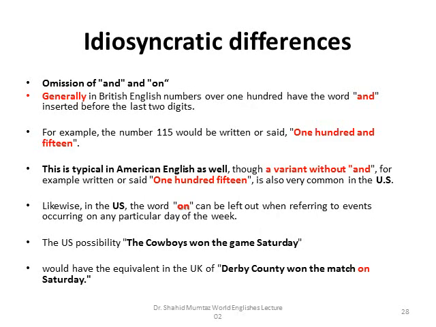Idiosyncratic differences. So, omission of "and" and "on". Generally, in British English, numbers over 100 have the word "and" inserted before the last two digits. For example, the number 115 would be written or said "a hundred and fifteen". This is typical in American English as well, though a variant without "and", for example written or said "a hundred fifteen", is also very common in the US.